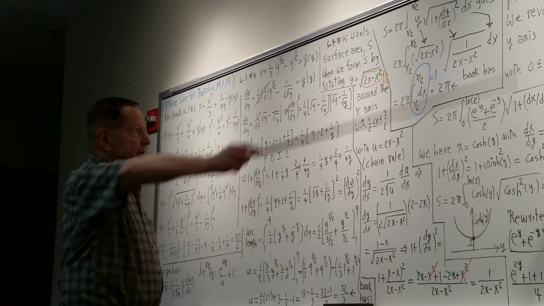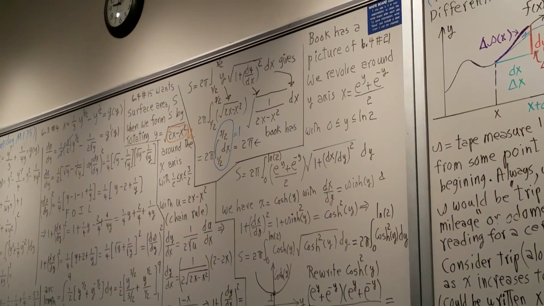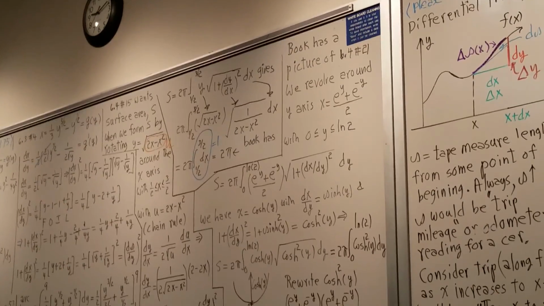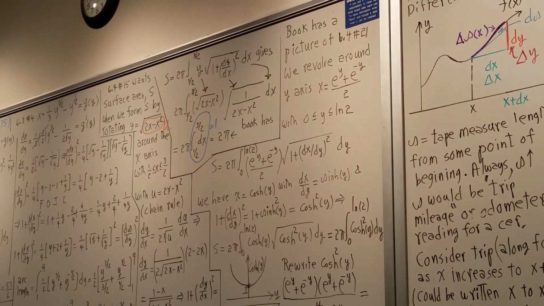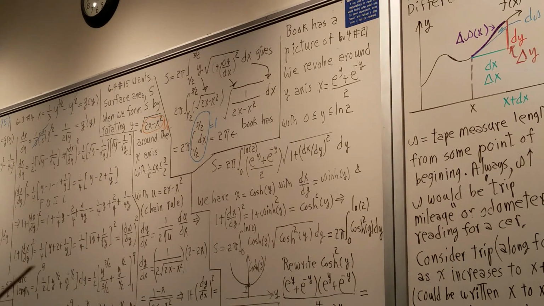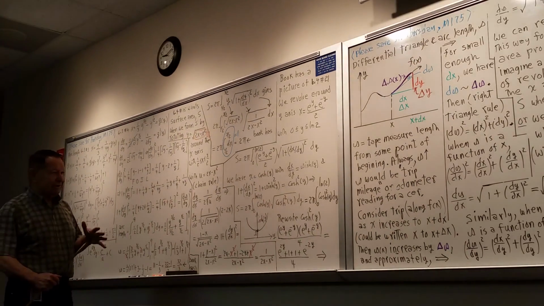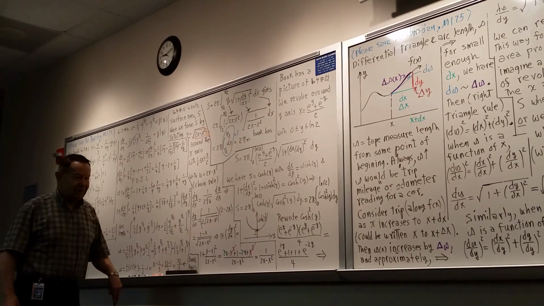Okay, so now let's look at 6.4, number 21, if you have your book. There's a picture of it in the book. I'm assuming that if you don't have a book here, you have it at home and you can look at the picture, so I didn't attempt to draw it.